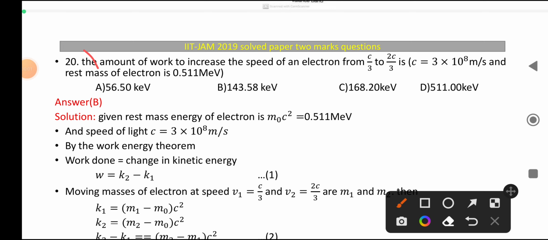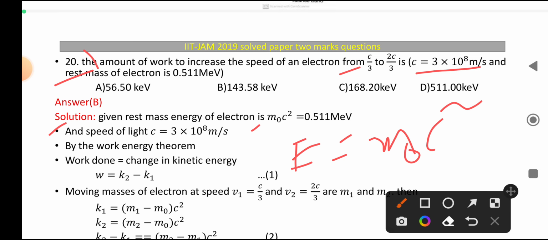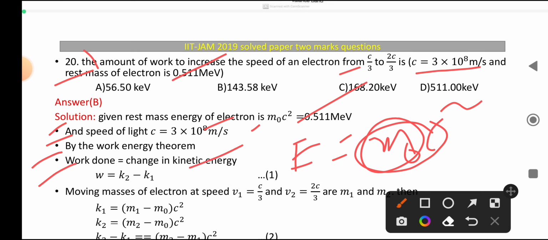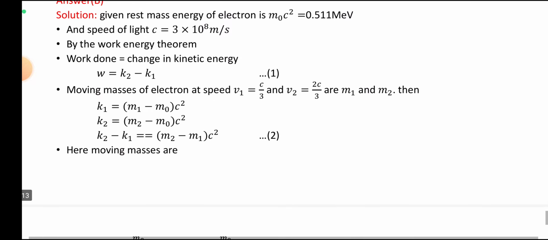The amount of work to increase the speed of an electron from c by 3 to 2c by 3. The c value is this, and the rest mass energy of the electron is 0.511 million electron volts. Rest mass energy means m naught c square, according to Einstein's equation mc square, for rest mass m naught c square. Here m naught is the mass of the electron, so the rest energy is given here. The solution is by the work energy theorem: work done is equal to the change in kinetic energy.